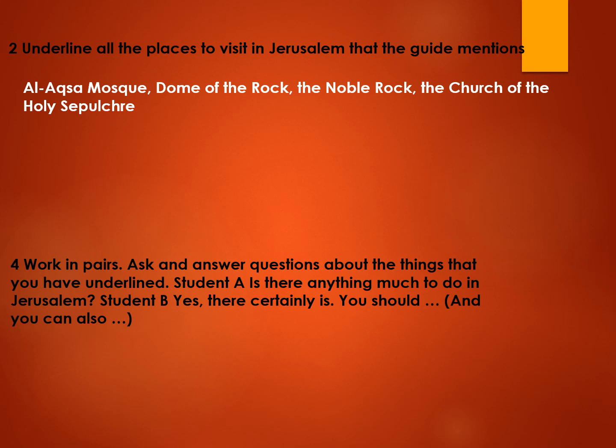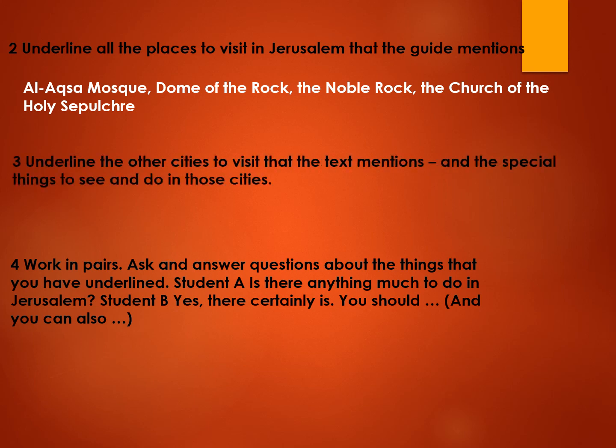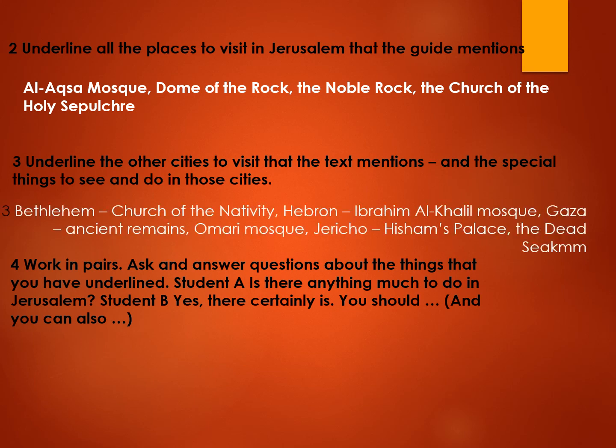Let's go to the third part of this activity. Underline the other cities to visit that the text mentions and the special things to see and do in those cities. Now, also you will go back to the text and try to answer this question. You have 1 minute. Start. Okay, now let's check your answers. We have Bethlehem, Church of the Nativity, Hebron, Ibrahim al-Khalil Mosque, Gaza, Ancient Remains, Omari Mosque, Jericho, Hisham's Palace, and Dead Sea.